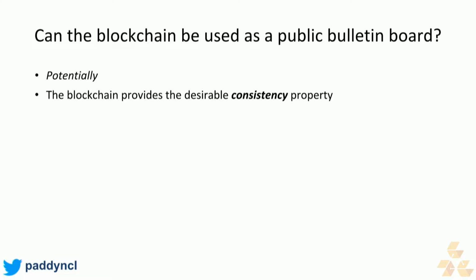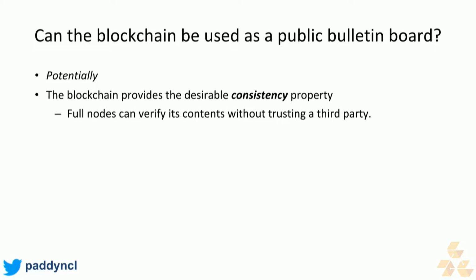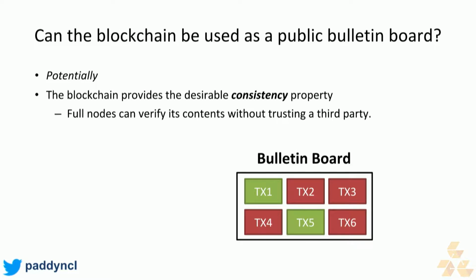Because the blockchain does provide this desirable consistency property that we're after. And what do I mean by that? If I run a Bitcoin node or an Ethereum node, I can download the very first block and then fetch blocks from the network, and I can independently verify history by myself. I do not need to trust any third party. So that's our public bulletin board again. It has a list of transactions, and everybody's guaranteed to have a consistent view of these transactions.